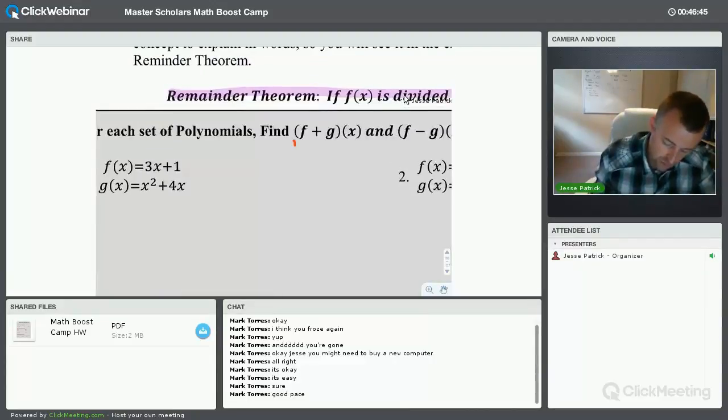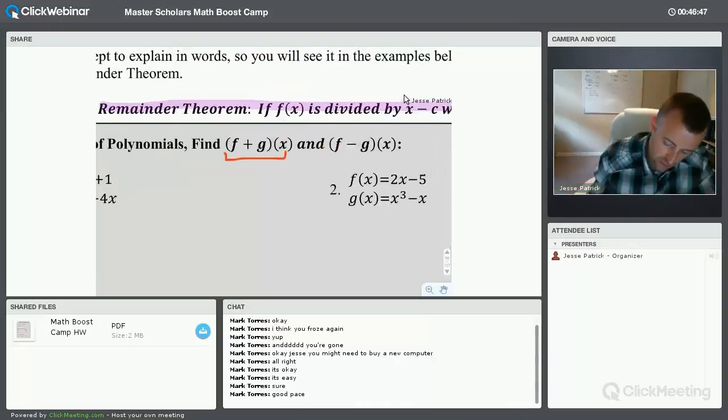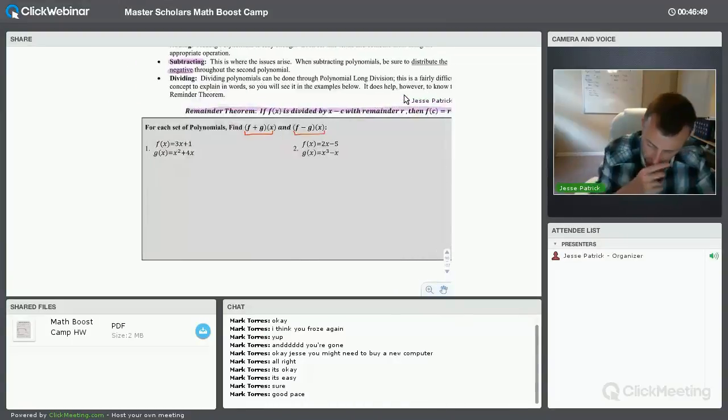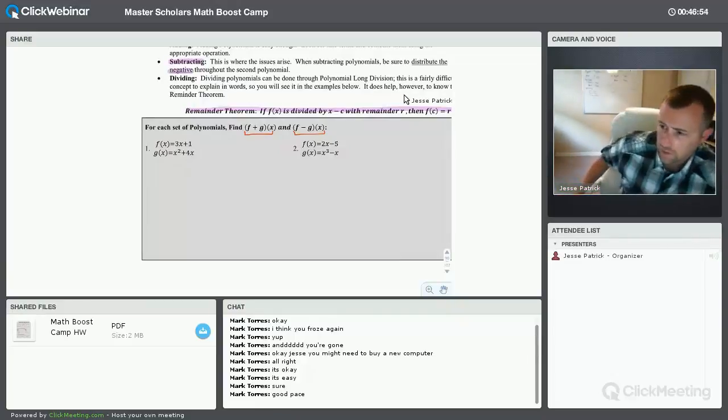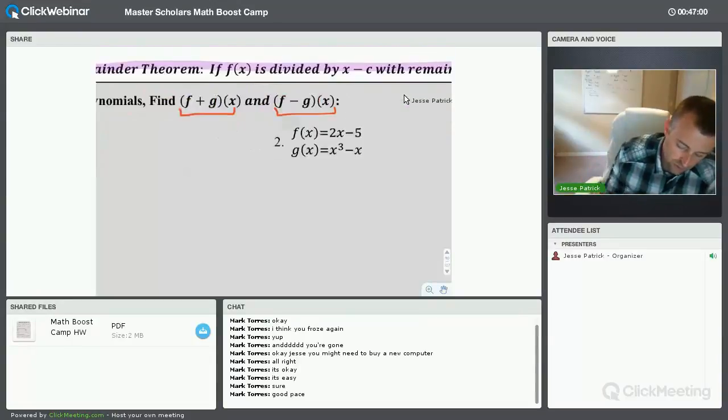First things first, we're going to do adding and subtracting of polynomials. I'm just going to go through one of them, number 2. They're basically the same problem, just different terms. So I want to start with number 2. Basically, all they're asking you to do, this notation just means add and subtract. So you'll see that's what I'm going to be doing.